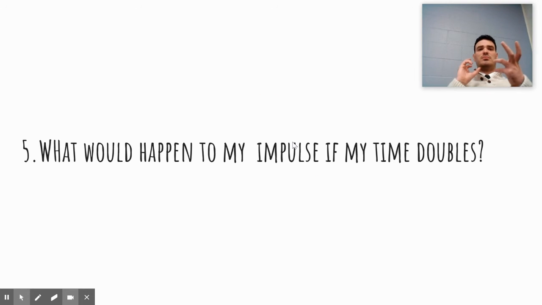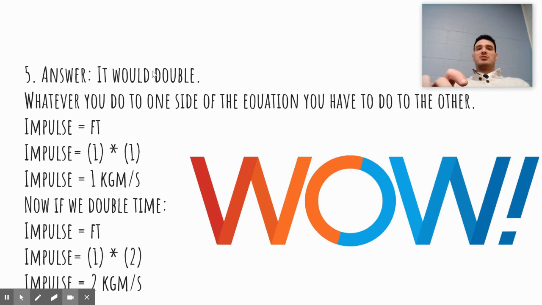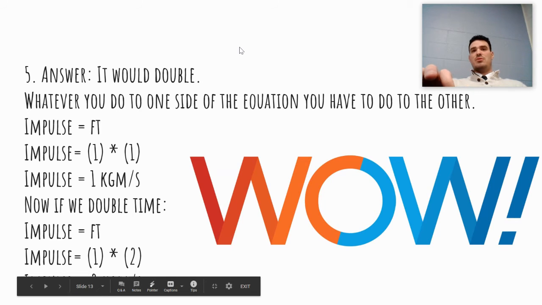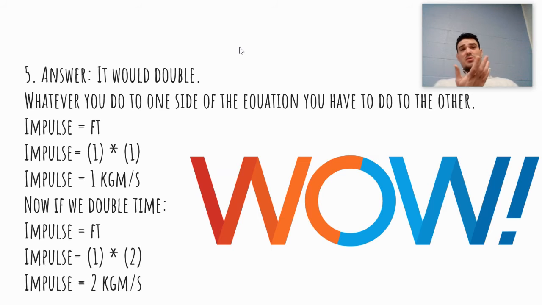So this one, what happens to impulse if my time doubles? So we're trying to think about, hey, if I do something to one side of my equation, how will it affect something else? So what happens to my impulse if my time doubles? So it would double, right? That's pretty easy. Whatever you do to one side of the equation, you have to do to the other. That is always going to be true.